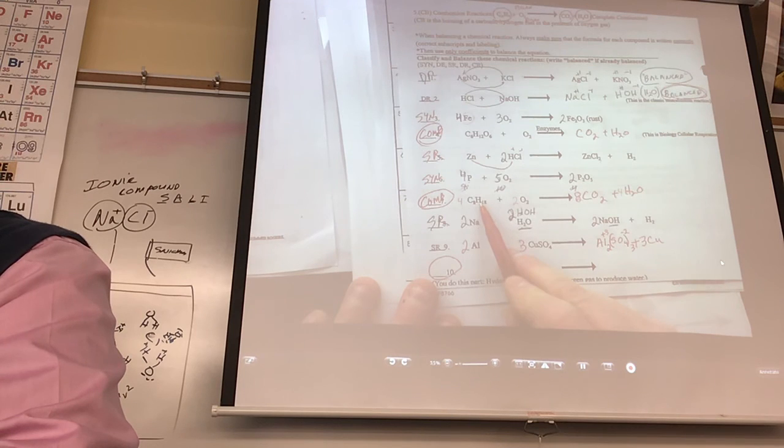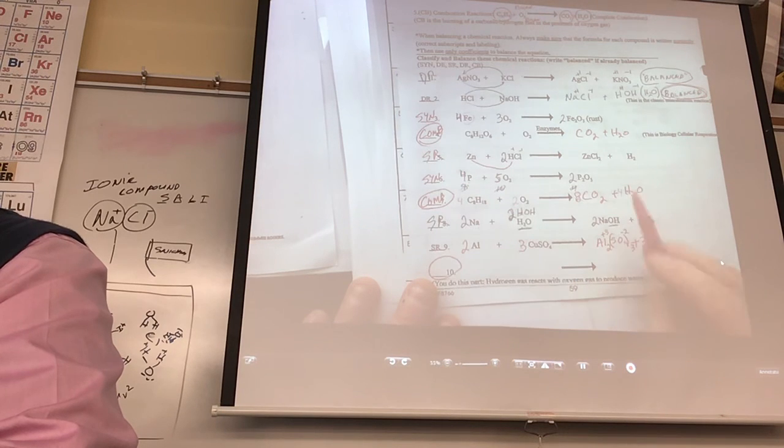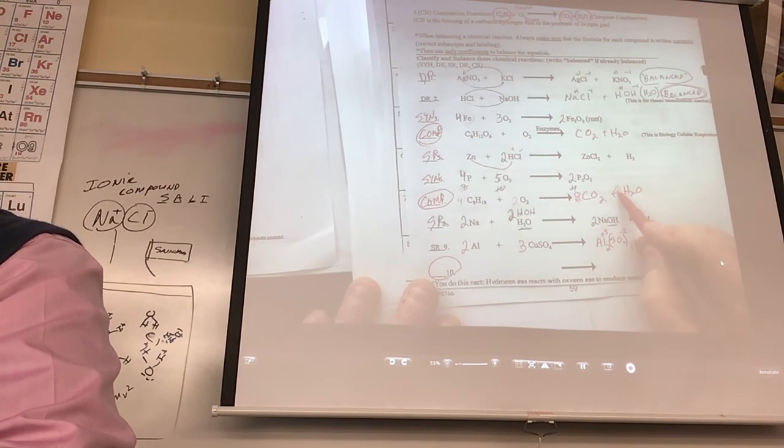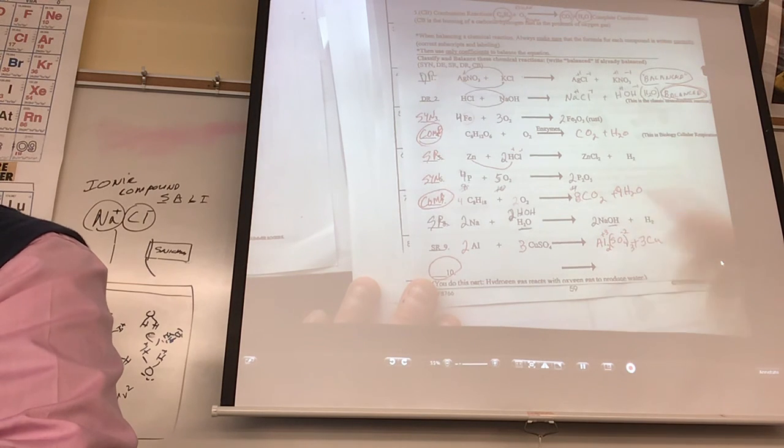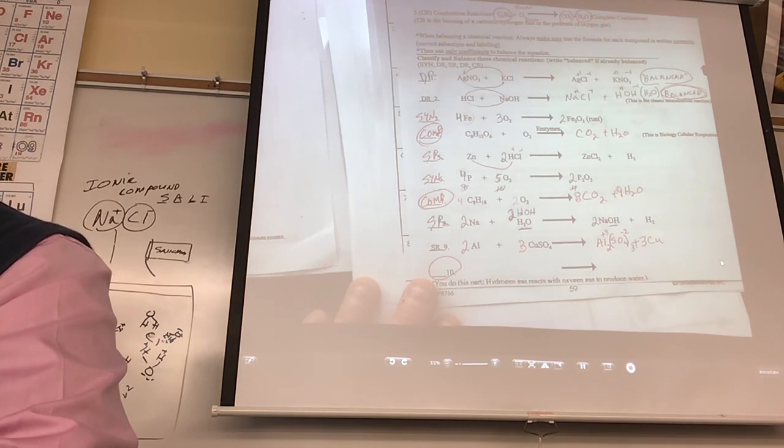How many hydrogens do you have here? Everybody look at me, okay? 18 hydrogens, right? Now, you're going to put a 9 here, aren't you? What's 9 times 2? That's 18 hydrogens, right? It will never balance. If I do that right there, it will never balance.